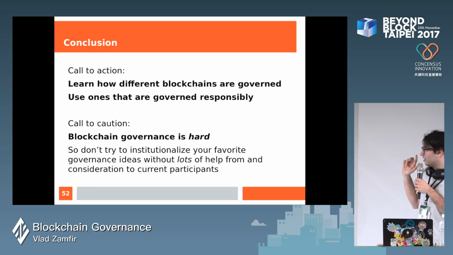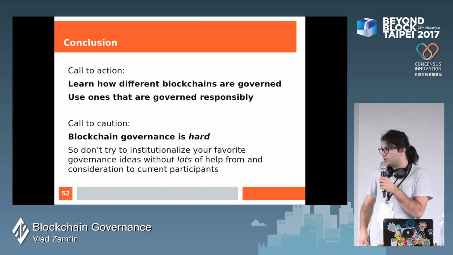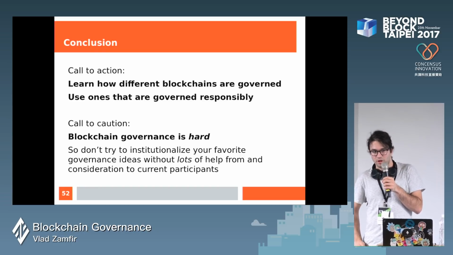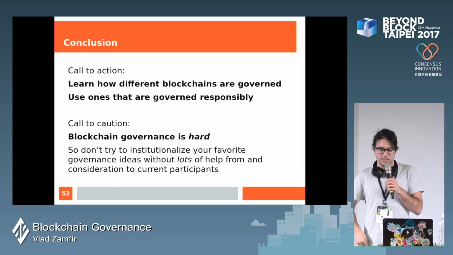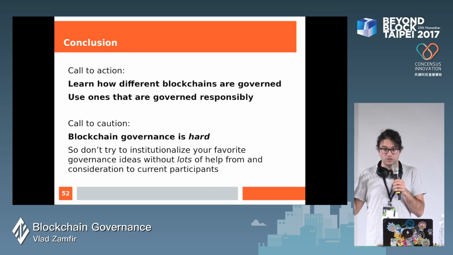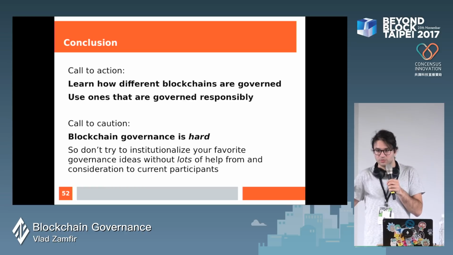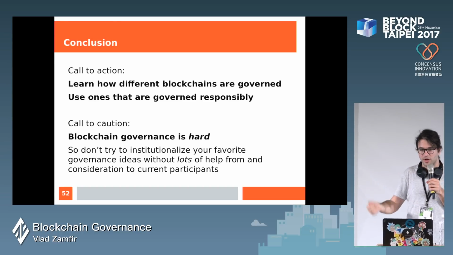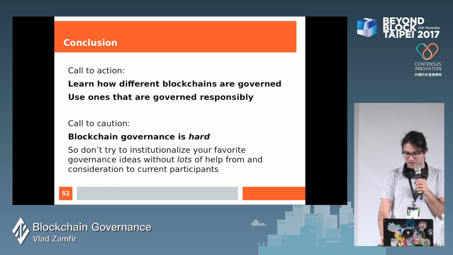And finally, blockchain governance is hard, right? So institutionalizing your favorite governance ideas is probably not the way to go. You probably shouldn't be writing a blog post saying this is the way we should govern Ethereum. Instead, we need to be thinking a lot about the current structure and the current participants and what norms and structure already exist, and try to make some much less risky evolution rather than just institutionalize your favorite idea about how governance should work. So that's my call to action, my call to caution.